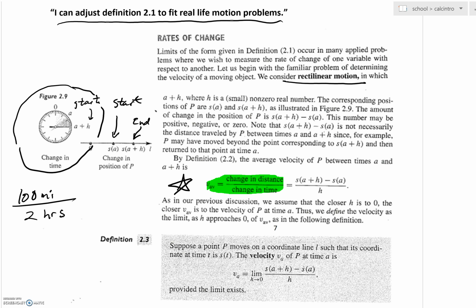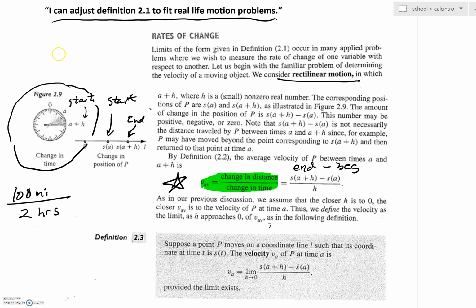So again, how do we find that? You need the change in distance. Well, you could say, well, you're ending right here. It's end minus beginning. S of A plus H minus the S of A. That's the change in the distance that you can see. Now, your change in time, you could say, well, if you have a starting time of A and an ending time of A plus H, you could see that you've really changed by H. So that right there is your average velocity.